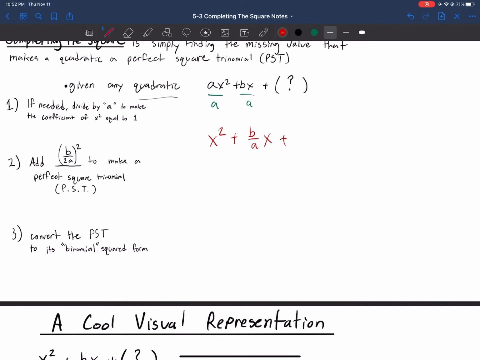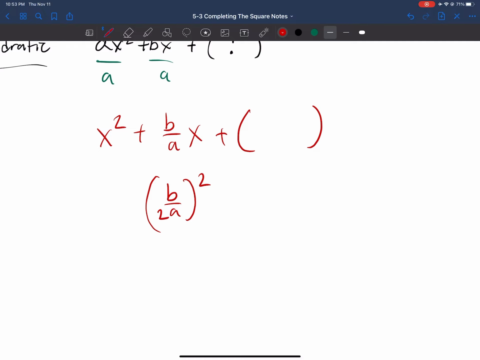So I'm taking b over a, halving it, so dividing by 2, so tack on a 2 in the denominator, and then squaring the whole thing. If I add this to my perfect square trinomial, or sorry, not my perfect square trinomial yet, but if I add this to any quadratic of this form, it inherently becomes a perfect square trinomial. So this is a perfect square in the back, a perfect square in the front, and my middle term does in fact equal itself divided by 2 and then squared. It's going to equal our 1 times c value.